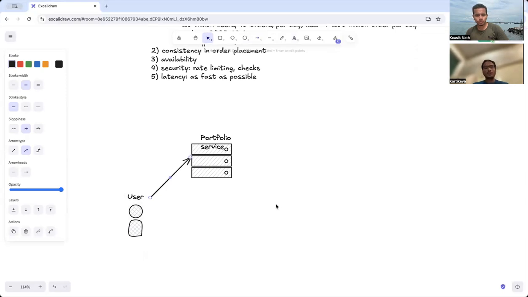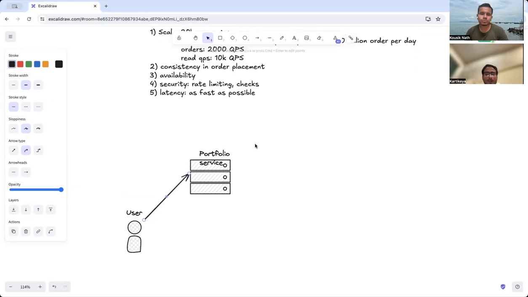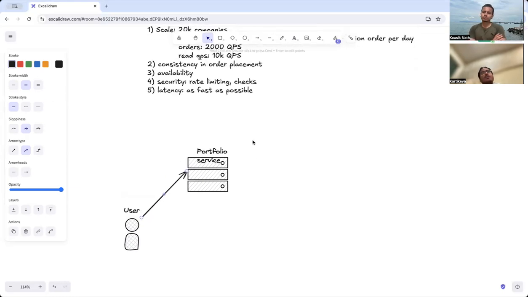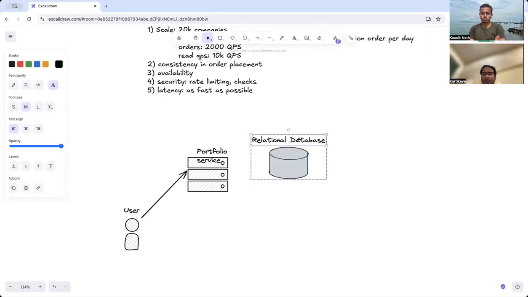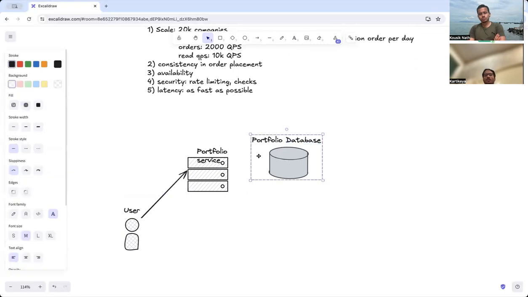So the first time a user lands on the app, we will be making a call to the portfolio service to fetch the portfolio. Of course, the portfolio service would be managing this data in some database. So we have a portfolio database, let's call it portfolio database.